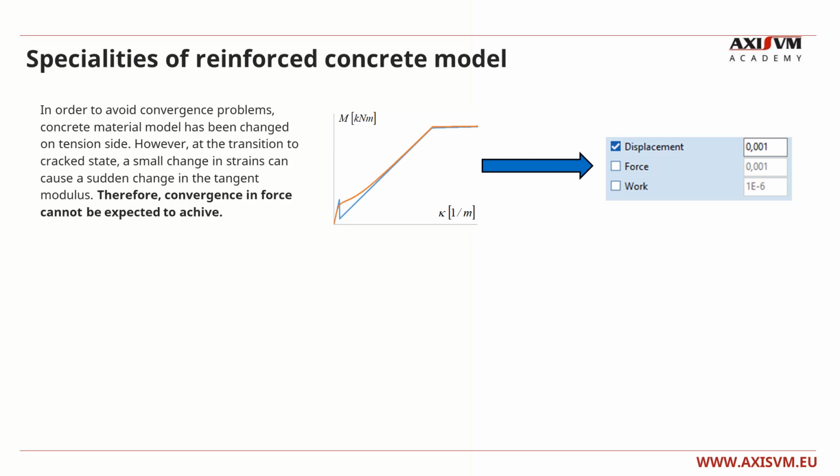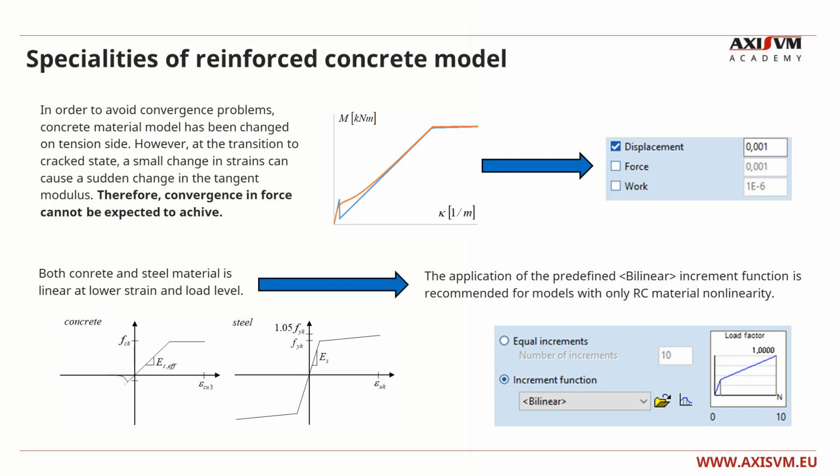There are two special properties of the reinforced concrete model that induce two recommended settings of nonlinear calculation parameters. On one hand, since convergence in force cannot be expected to be achieved, only the displacement convergence criterion is recommended to be turned on. On the other hand, since the behavior of both concrete and steel material is linear at lower strains, convergence problems are not expected during the beginning increments of the nonlinear calculation. Therefore, the application of the predefined bilinear increment function is recommended for models with only reinforced concrete material nonlinearity.